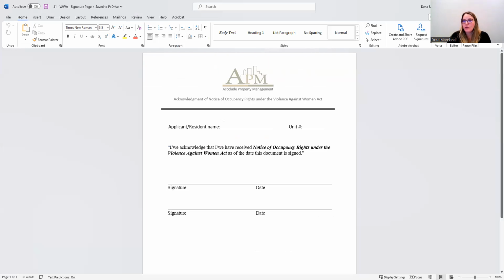So when someone comes in to apply, we have to give them the 5380 laminated sheet, and we give them the signature page to sign. VAWA is a federal act that was passed several years ago. It is Violence Against Women's Act. It covers men and women.